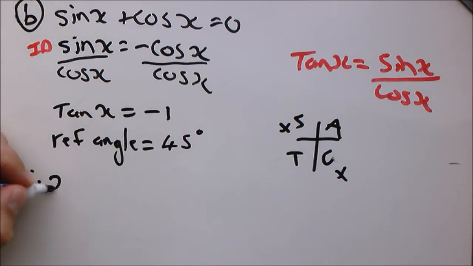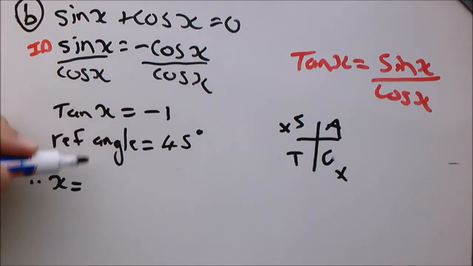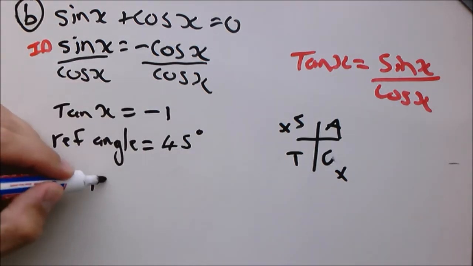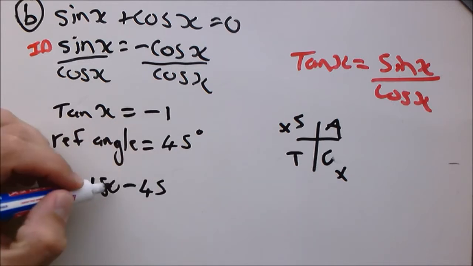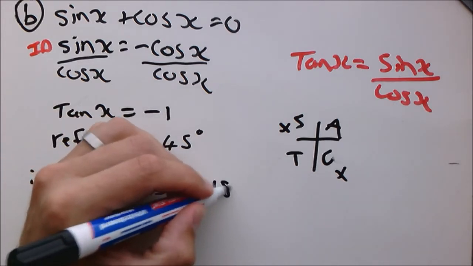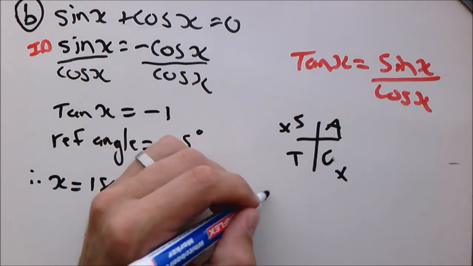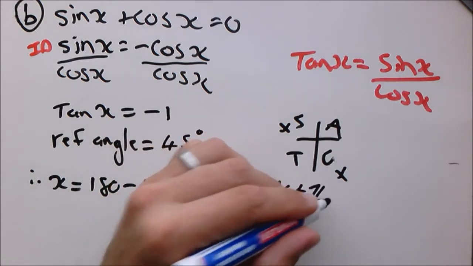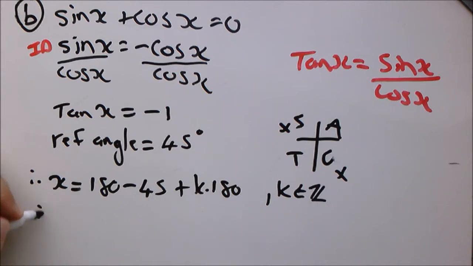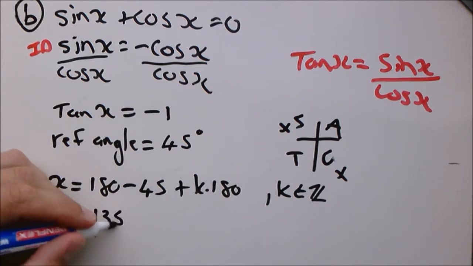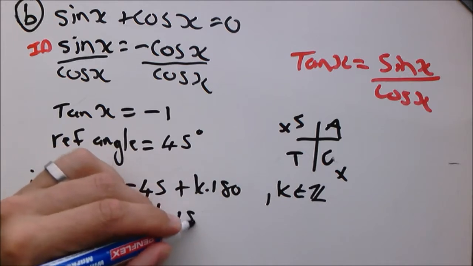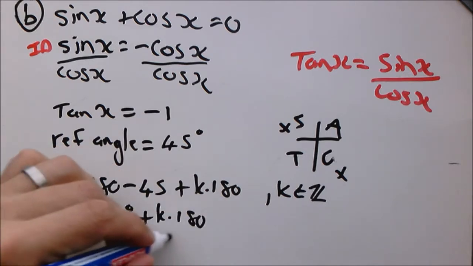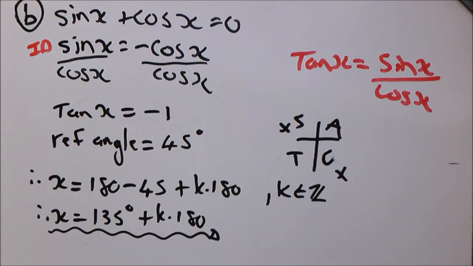This then means that x, because that is our angle, we're working with x, is in the second quadrant 180 minus 45 plus k times 180, because tan's period is 180, and define your k, your unknown. x equals 135 plus k times 180. That's the answer to this one. Let's move on to the next question, and that is number C.